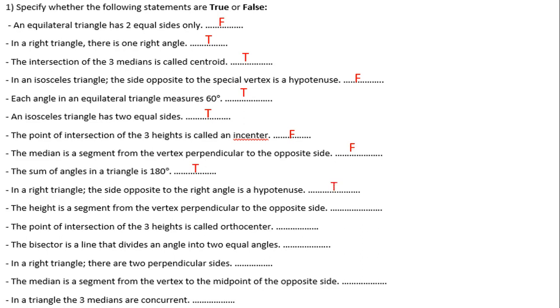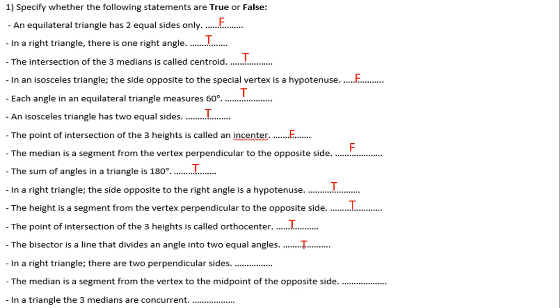The height is a segment from the vertex perpendicular to the opposite side, Maya. True or false? True. The point of intersection of the three heights is called the orthocenter, Hassan. True or false? True. The bisector is a line that divides an angle into two equal angles, Aya. True or false? True.